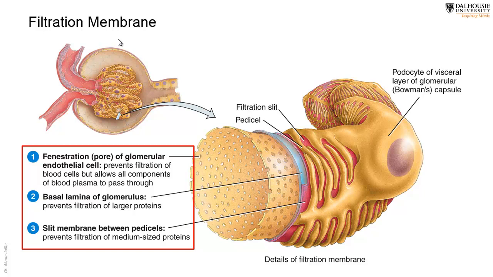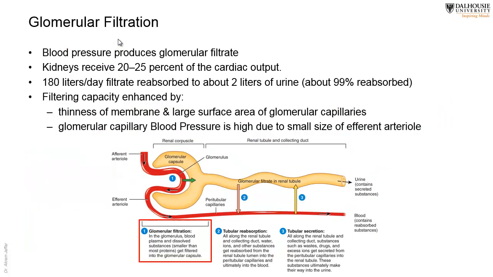And this will be more selective and controlled by several mechanisms in the body. So you can see here that 180 liters of blood are filtered every day, but they are reabsorbed, and only 2 liters of urine is produced. So about 99% of what is being filtered here is reabsorbed.